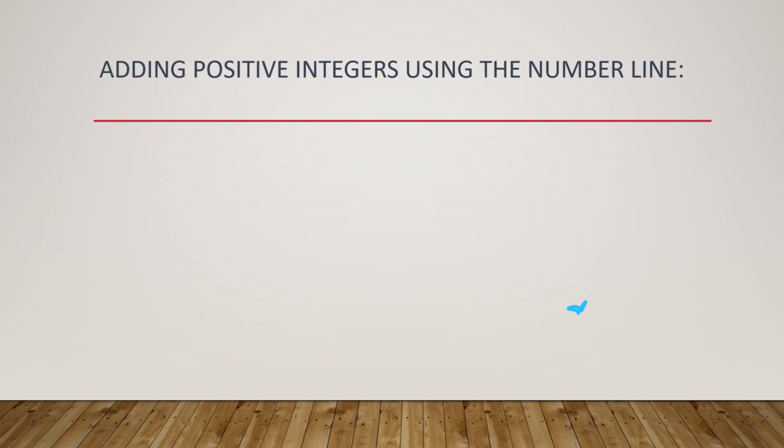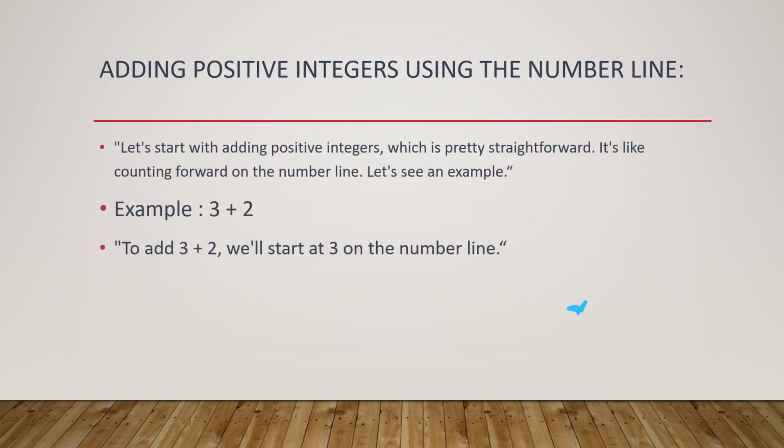Now, adding the positive integers using the number line. How can you add positive numbers or positive integers by using a number line? It's very easy, very simple. Now let's see how you can add them. So let's start with adding the positive integers, which is pretty straightforward. You don't have to do any big calculations over here. It's very simple and very straightforward.